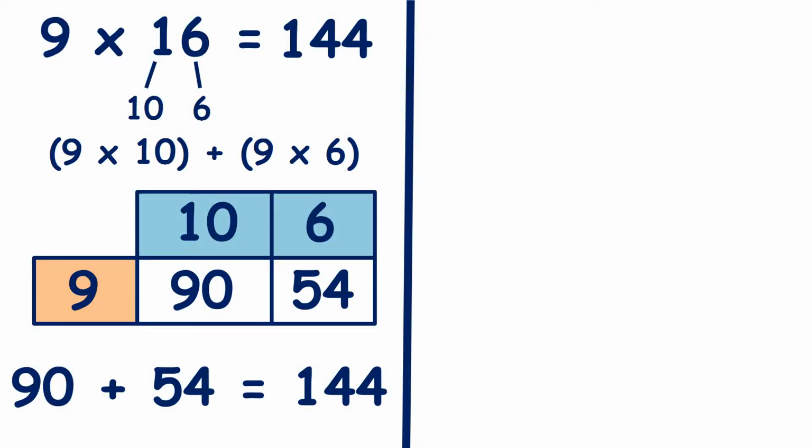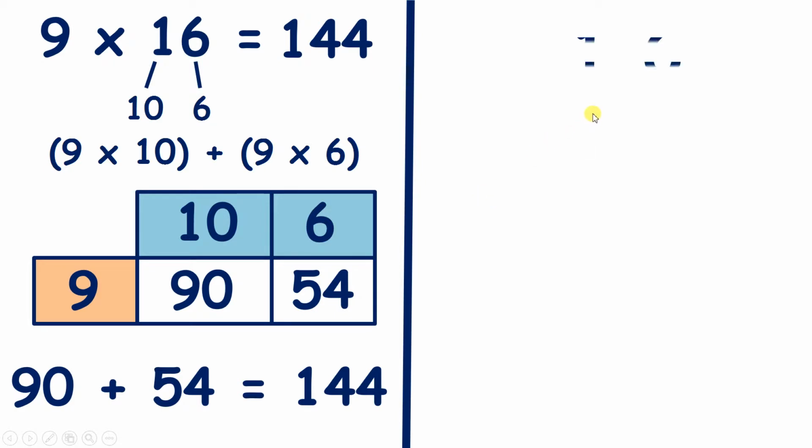We have 9 times 16, and we know how to multiply using the grid method, so we understand that we can partition 16 into 10 and 6, and then multiply 9 by 10 and 6, and then add up our answers. But now we're ready to move on to column method multiplication.